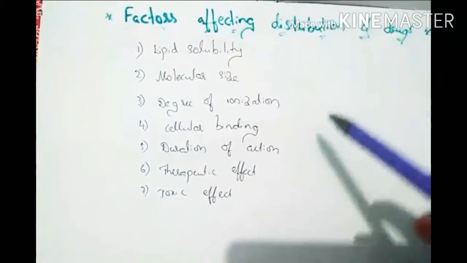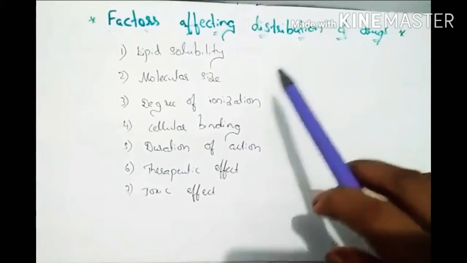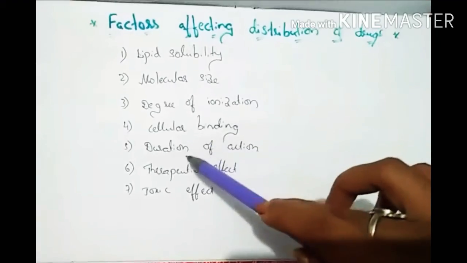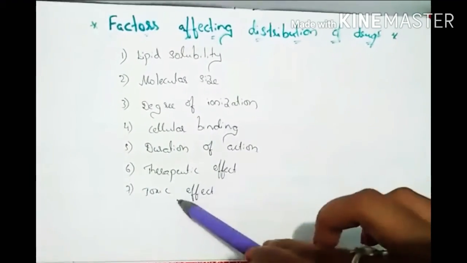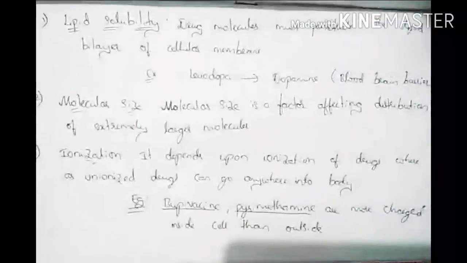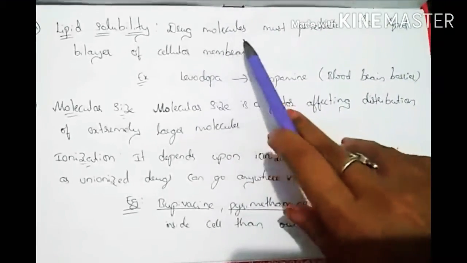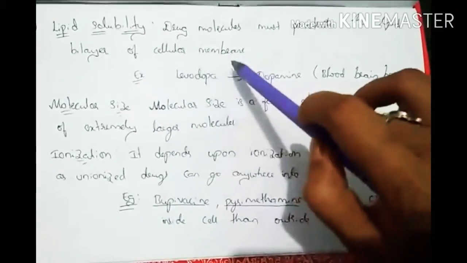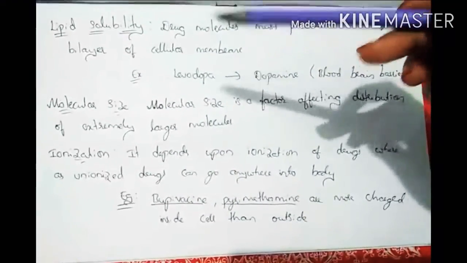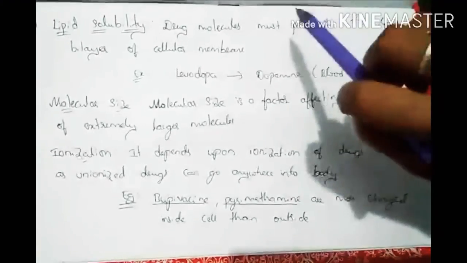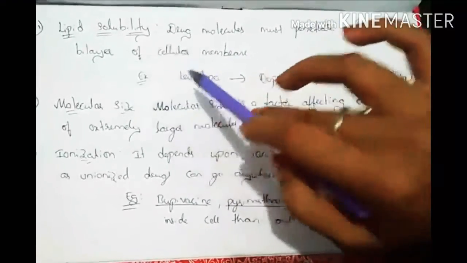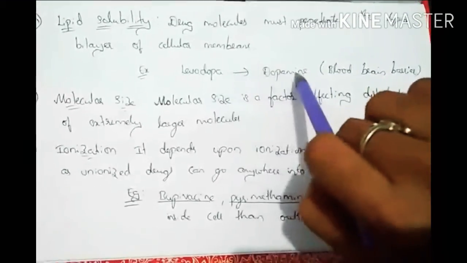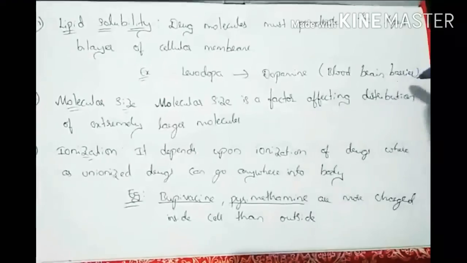And factors affecting distribution of drugs: lipid solubility, molecular size, degree of ionization, cellular binding, duration of action, therapeutic effect and toxic effect. Here, lipid solubility: drug molecules must penetrate the lipid bilayer of the cellular membrane. So the drug must penetrate the lipid bilayer, and then it will easily cross the blood-brain barrier. Here levodopa is converted to dopamine in the blood-brain barrier.